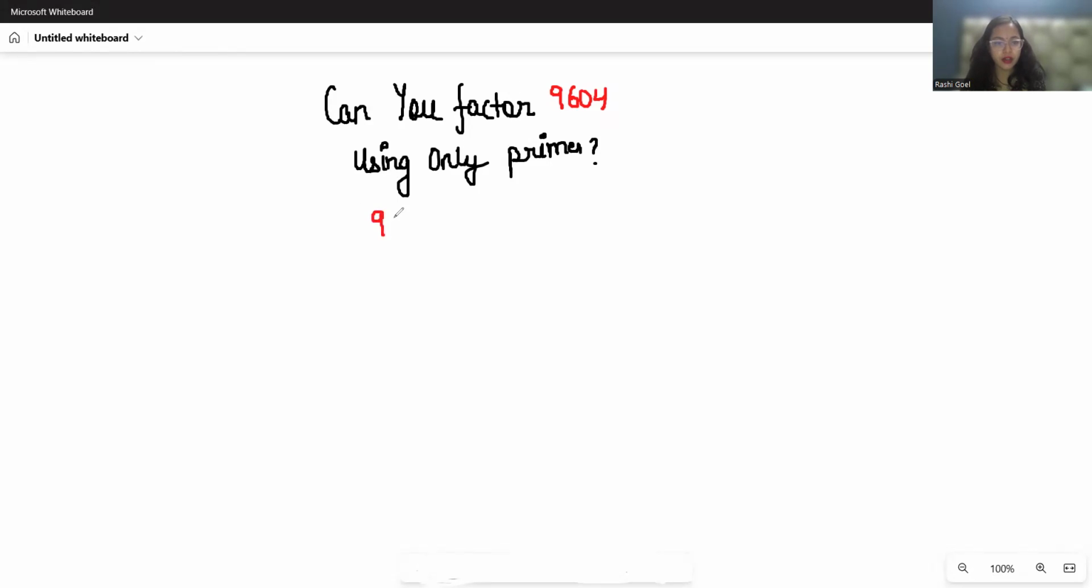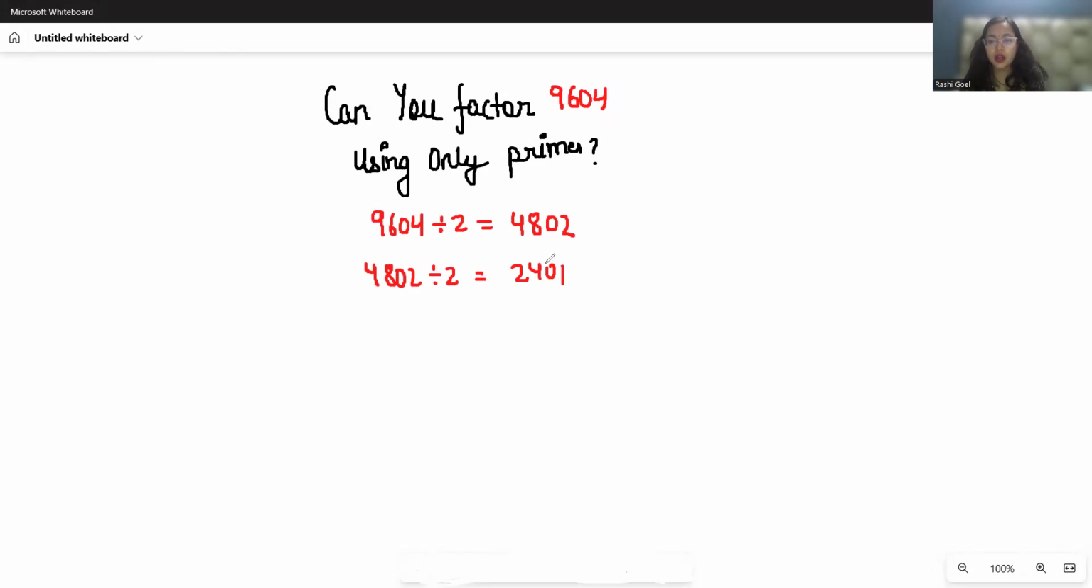So we will divide it by the smallest prime number, that is 2. When we divide it by 2, we get 4802. Now again it's an even number, so we will divide it by 2. This gives us 2401.